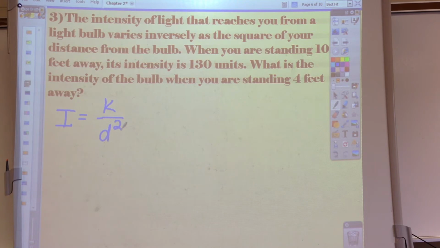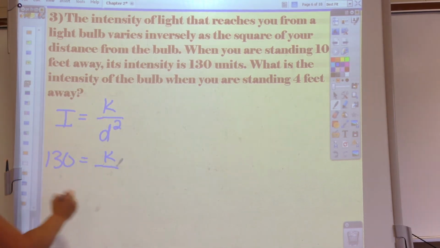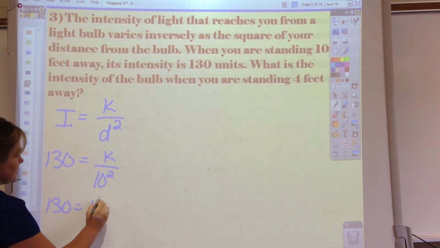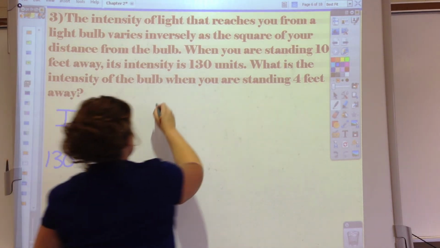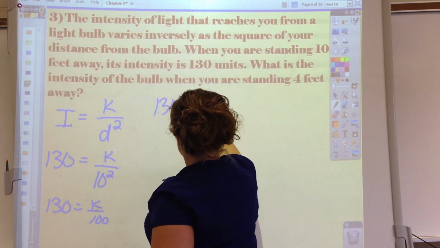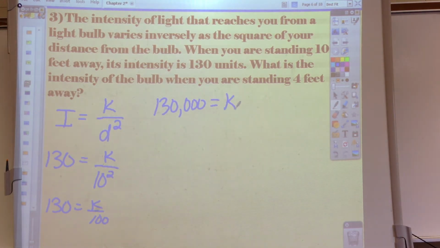When you're standing 10 feet away, intensity is 130 units. That is going to allow me to solve for K. So if I have intensity is 130, I don't know K yet, and my distance is 10. Now I can solve for K. I'm going to get 130 equals K over 100. And when I multiply both sides by 100, I am going to get 130,000 equals K.